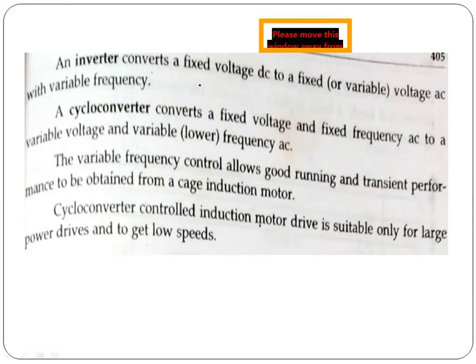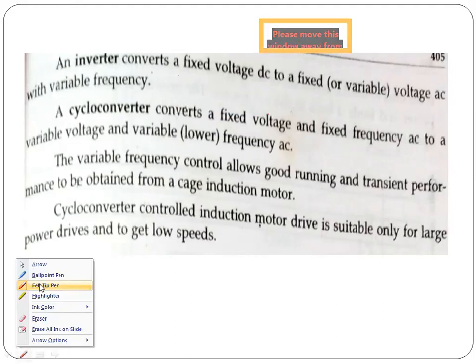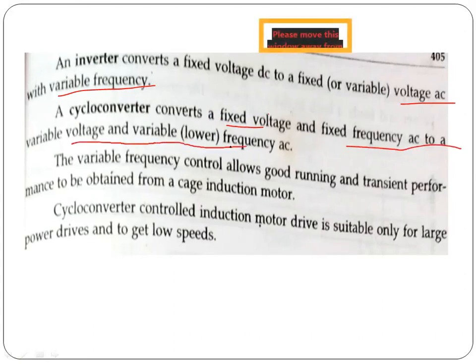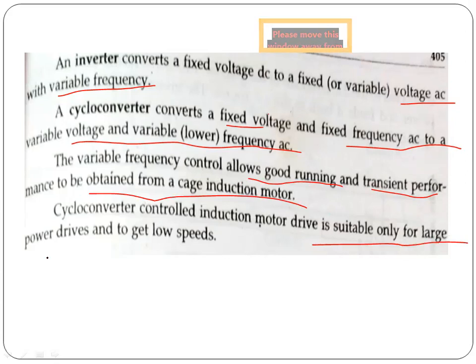An inverter converts a fixed voltage DC or a variable voltage DC to a voltage AC with variable frequency. A cycloconverter converts a fixed voltage and fixed frequency AC to a variable voltage and variable frequency AC. The variable frequency control allows good running and transient performance to be obtained from a cage induction motor.